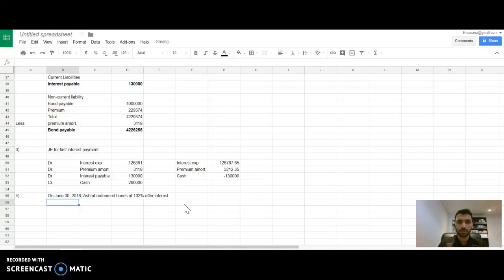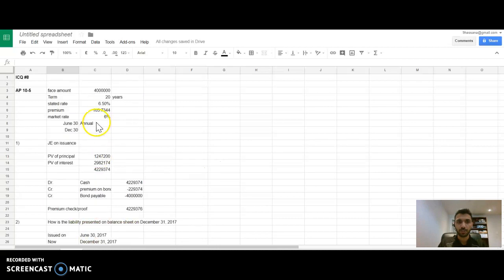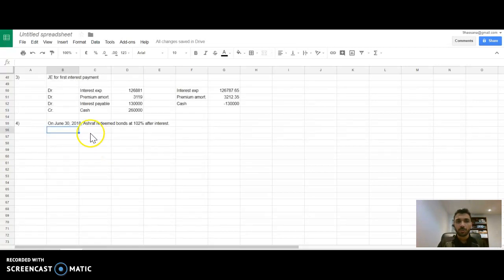Also important to note is that the date they're redeeming the bonds is June 30th, 2018, which is exactly 1 year after they issued the bonds on June 30th, 2017. So if we go all the way up to the top, we know at June 30th is when they issued the bonds originally. So when you're in a situation where you're looking at gains and losses on redemption of bonds, first thing you need to make note of is what amount did the bonds get redeemed for, or what was the cash that was paid by the business to redeem the bonds.